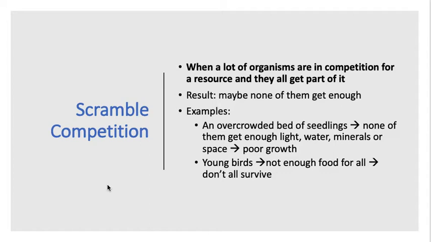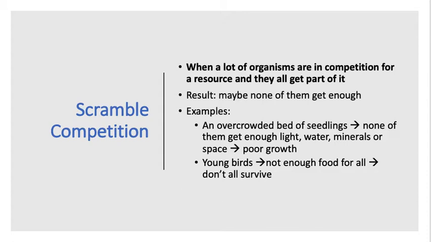Young birds would be another example, an animal example. Quite often we find that not all of the young birds that hatch go on to survive, and that's because they all want food, and their parent will divide it up as evenly as possible, so they're all getting some food, but generally at least some of them won't get enough.